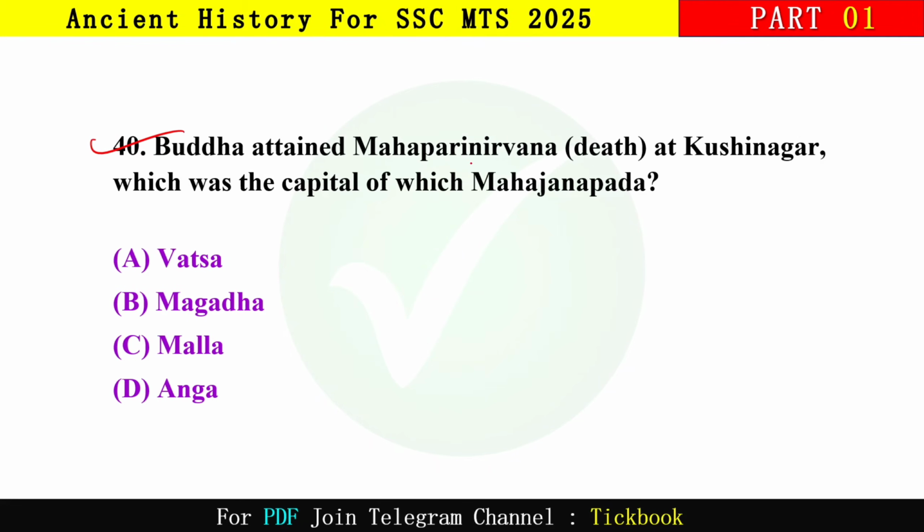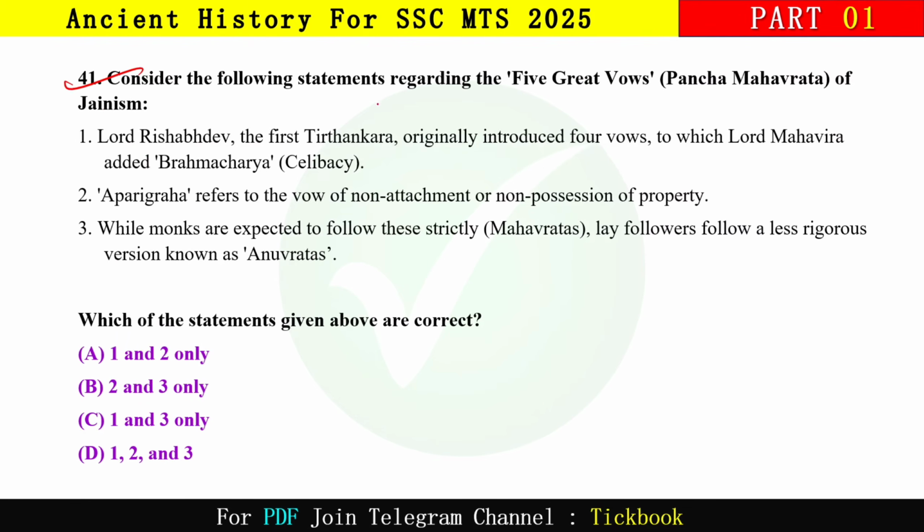40. Buddha attained Mahaparinirvana, death, at Kushinagar, which was the capital of which Mahajanapada? Option number C, Malla. 41. Consider the following statements regarding the five great vows, Pancha Mahavrata, of Jainism.